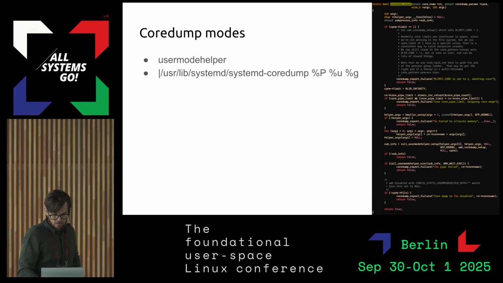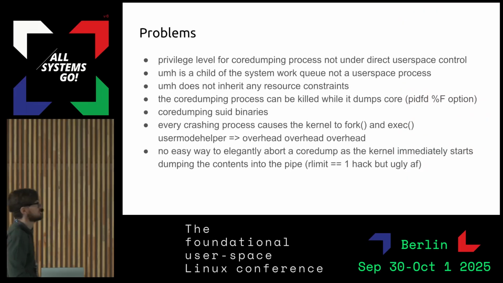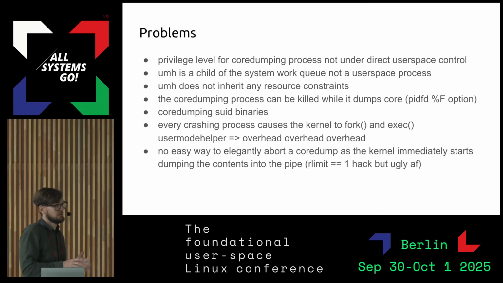Yes, we already talked about this. So there's a bunch of problems with this. A couple of them I already mentioned. The privilege level for the coredumping process is not under direct user space control. So there is at least a brief period in time where a new process executes with full kernel-level privileges. Good attack surface. It's a child of the system work queue, as I already mentioned, and not a user space process, and it does not inherit any user space constraints. And here is where the possibilities for attacks come in.